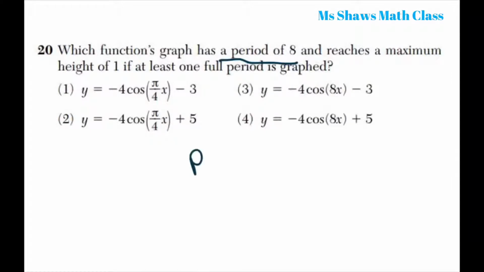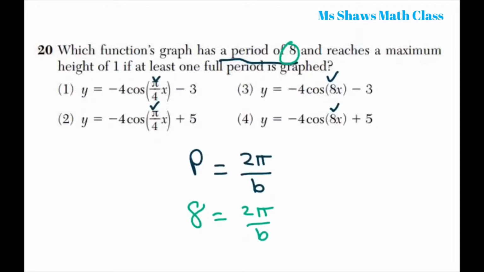So we know the period equals 2 pi over b, b being this number here, so this value. So we know the period is 8, so we set 8 equals 2 pi over b. In solving for b, we get b equals 2 pi divided by 8, which equals pi over 4. So that means our answer here is pi over 4, so these two won't work.